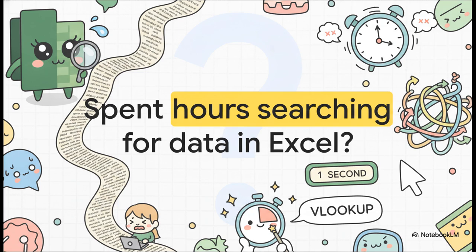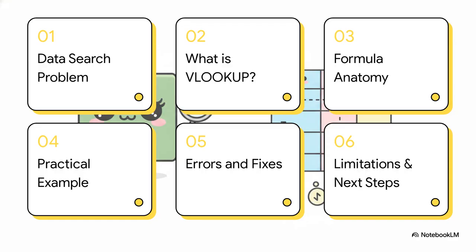So, let me ask you something. Have you ever spent hours, and I mean literally hours, just searching for data in a massive Excel sheet? Come on, be honest. We have all been there. You've got this giant spreadsheet, maybe thousands of rows, and you just need to find one specific employee's salary or maybe one particular product's price. So what do you do? You scroll and scroll. Or you hit Control F and just jump around wildly hoping to spot it. It's frustrating, it's super prone to mistakes, and quite frankly, it's a huge drain on your precious time. But what if I told you that we're going to learn how to find that exact information automatically in literally just 1 second? Okay, let's dive right into this.